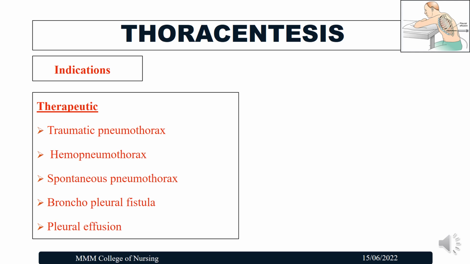Coming to the therapeutic indications of thoracentesis, these are the disease conditions in which we can use thoracentesis, which include traumatic pneumothorax, when there is air filled in the pleural space; hemopneumothorax, when there is a collection of blood in the pleural space; spontaneous pneumothorax; bronchopleural fistula; or a pleural collection of fluid in the pleural cavity, that is pleural effusion.